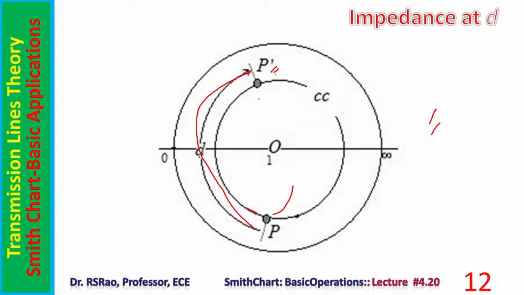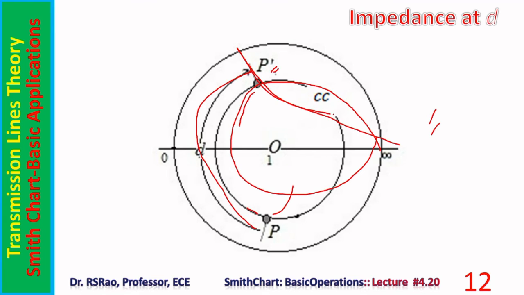Through P prime, one circle passes. Let us say some circle like this passes, and also an arc passes through it. The circle is associated with a number, which is the normalized resistance. The arc is associated with a number that gives you the normalized reactance. This gives the resistance and reactance at the point which is at a distance of d from the load.